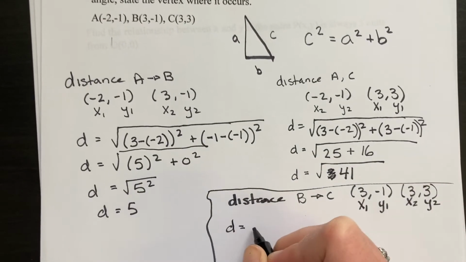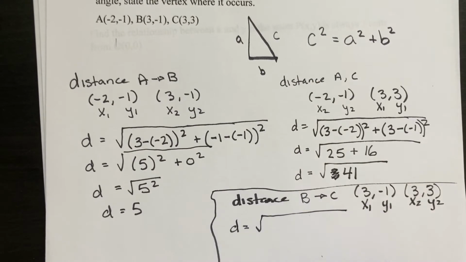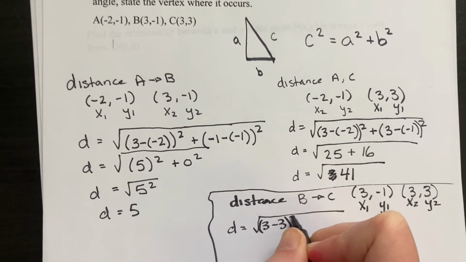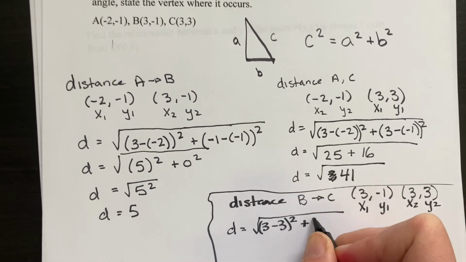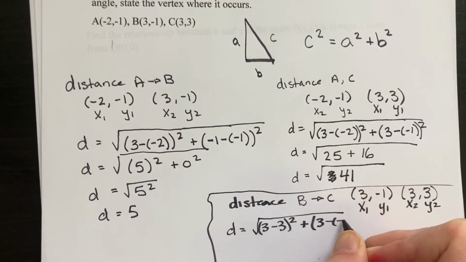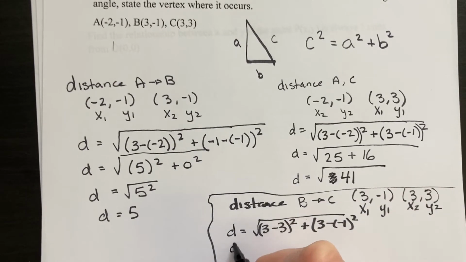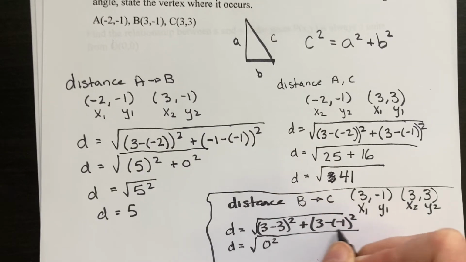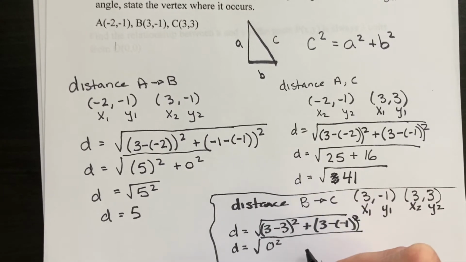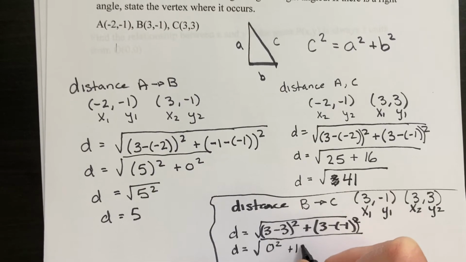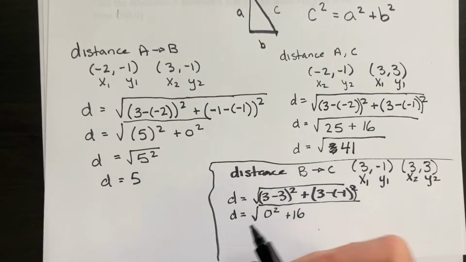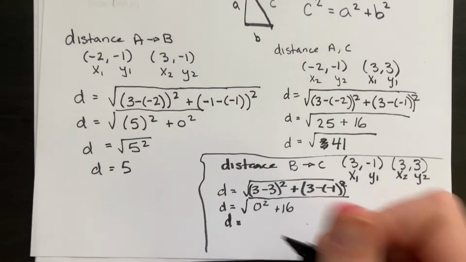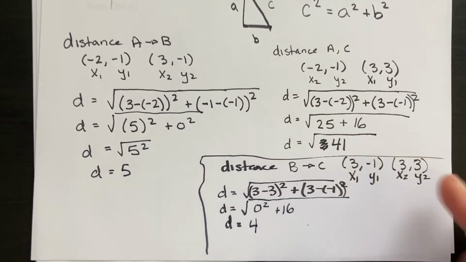So the distance then is the square root of 3 minus 3, x2 minus x1 squared, plus y2 minus y1, so 3 minus -1 squared. So that gives us 0 squared, and 3 minus -1 is 4 squared is 16. So the distance between B and C would just be the square root of 16, which we know is 4.